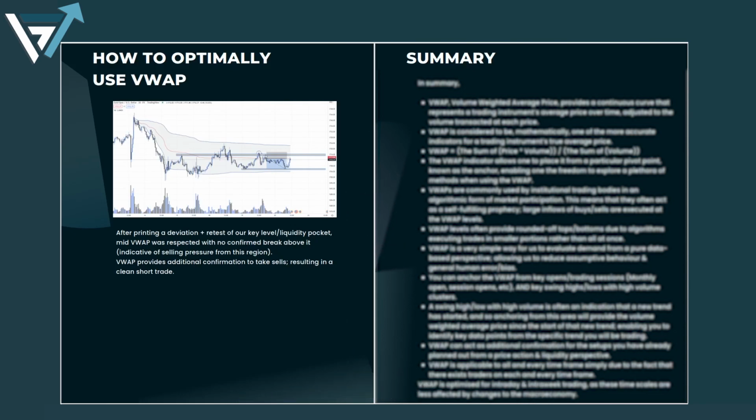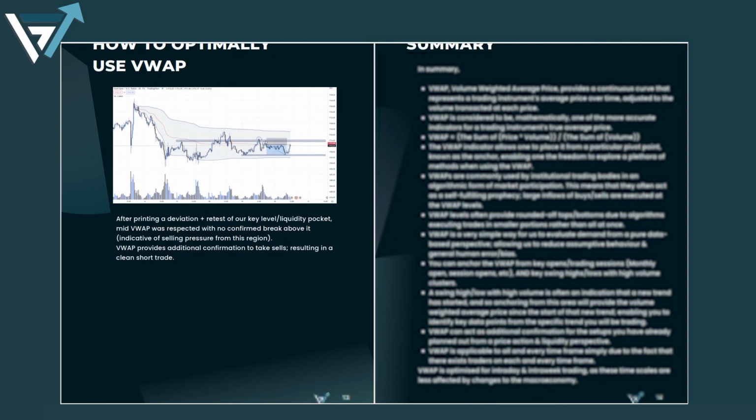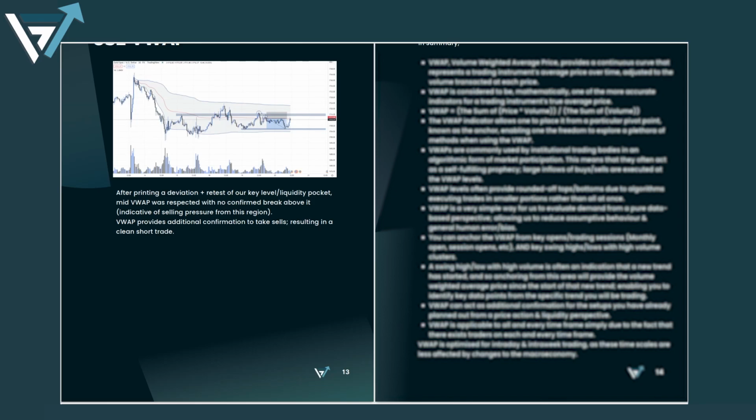So, in summary, VWAP, volume weighted average price, provides a continuous curve representing the trading instrument's average price over time adjusted to volume. VWAP is calculated by the sum of price times volume divided by the sum of volume. You can place the VWAP from a particular point known as the anchor, and that allows you to have a bit more freedom when using the VWAP. VWAPs are often used by institutional trading bodies in more of an algorithmic sense. This means that they often act as self-fulfilling prophecies. One of the most important things is VWAP is a very simple way for us to evaluate demand from a pure data-based perspective, and this reduces general error and assumptive behavior.